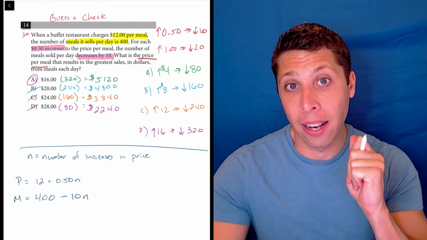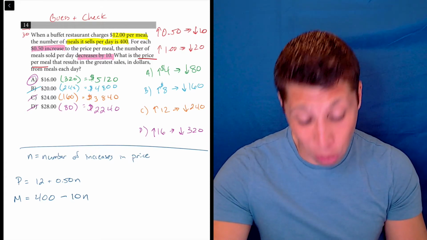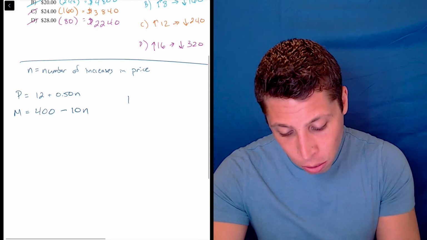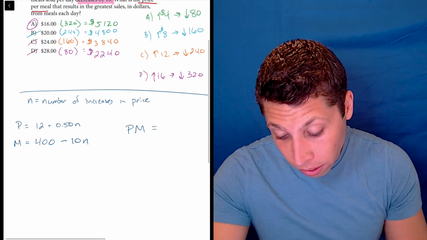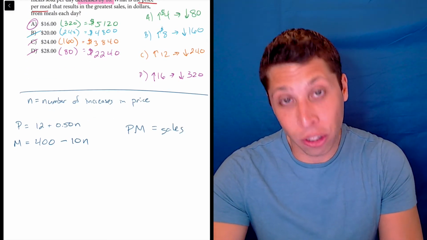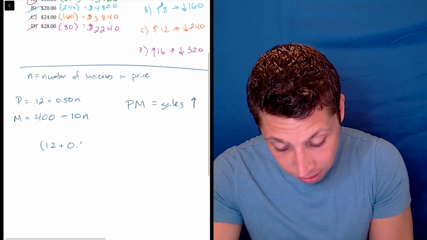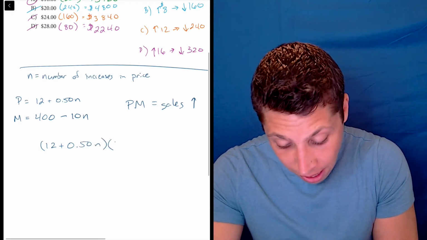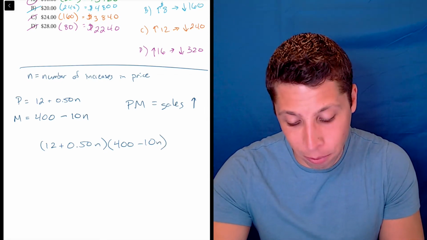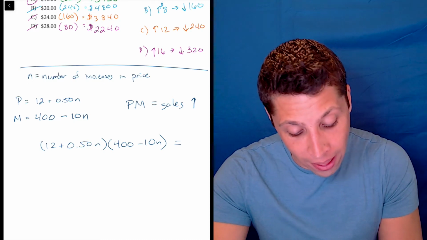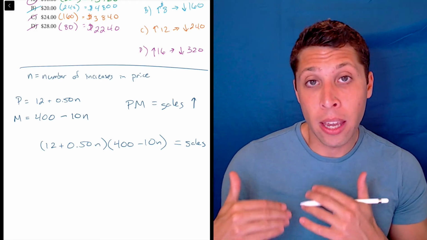Look at what we did in the guess and check. We multiplied things together. So we multiplied the price times the number of meals sold. We're going to need to do that here, but this time it's with equations. So what's going to happen is we need to do basically P times M, and that's going to be the total sales. And we're trying to see which gives us the highest sales. So P times M is just going to be (12 + 0.50n) times (400 - 10n). So notice the two linear equations are now looking like factors of a quadratic equation, and that gives me the sales.